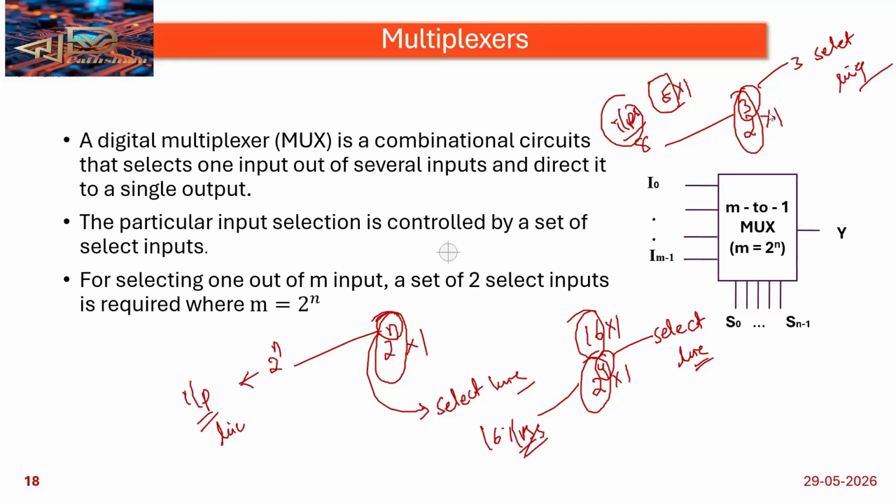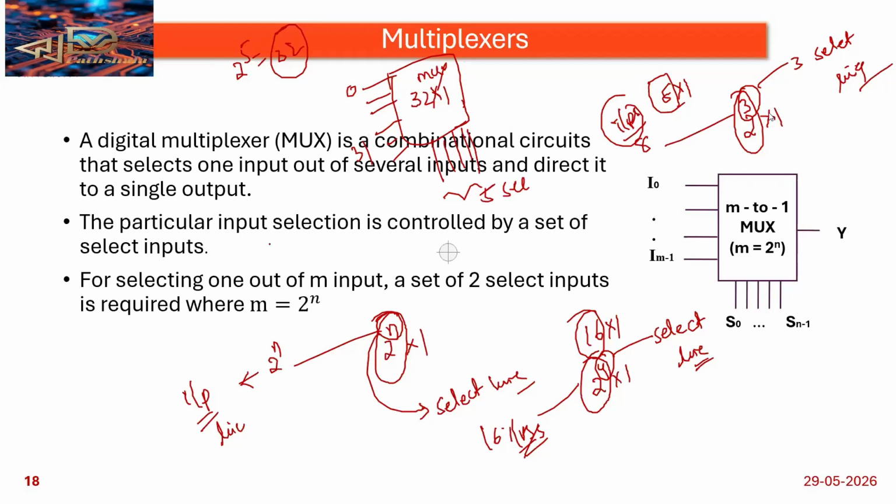Now tell me, if you are designing a 32 by 1 multiplexer, how many inputs are there, how many select lines are there? Select lines, I think 4, right, sir? No, 5, right? 2 power 5 is 32. Yeah, okay, got it. So then 5 select lines are there. So 32 inputs are there from 0 to 31. Okay, that is the multiplexer.